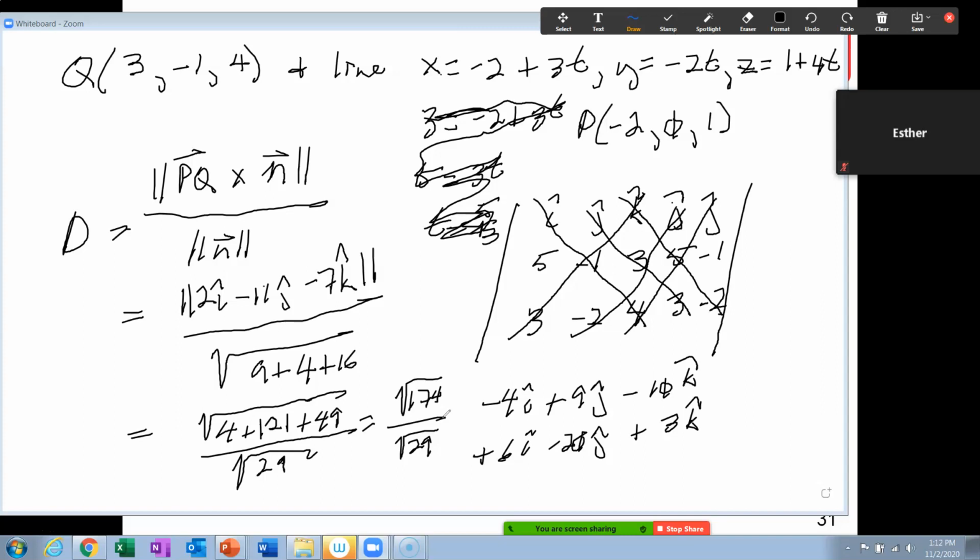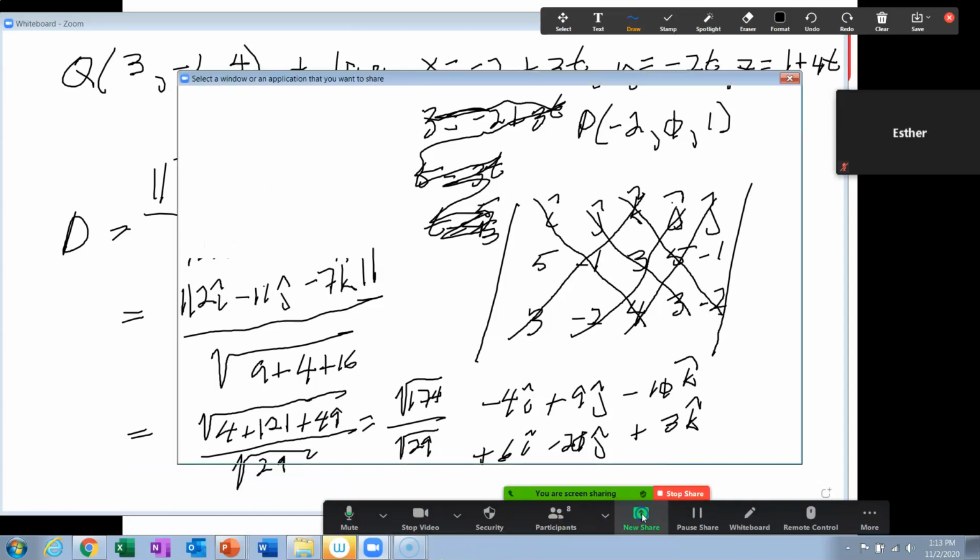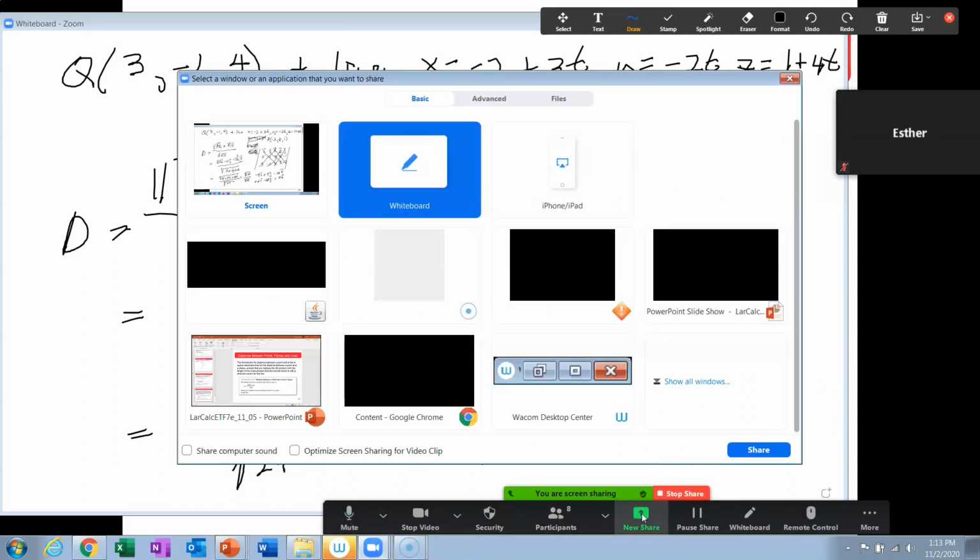All right, any questions on 11.5? Okay, we've just got 11.6 to go, and that, by the way, is going to be the last section in chapter 11 we're going to do, and this title is Surfaces in Space. Any questions before I leave the screen share and go to 11.6?